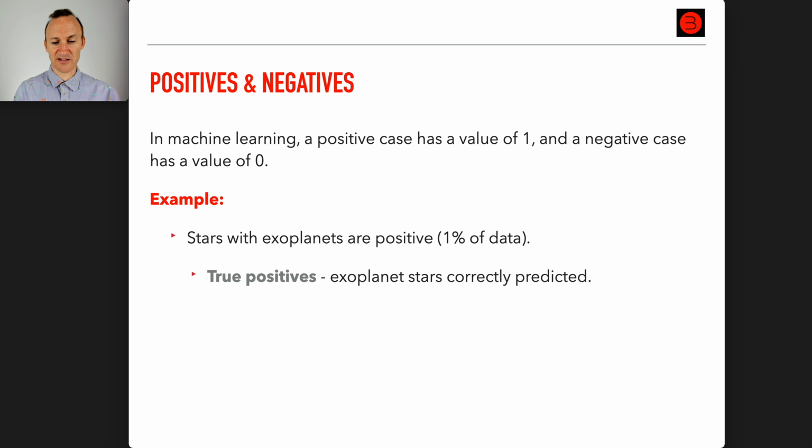The true positives are the exoplanet stars that are correctly predicted. This is bolded because it's an official term. Your positives are true. But then you could also have a false positive. You could predict that there's an exoplanet orbiting a star and it's actually not true, so it's an incorrect prediction. So that's a false positive.